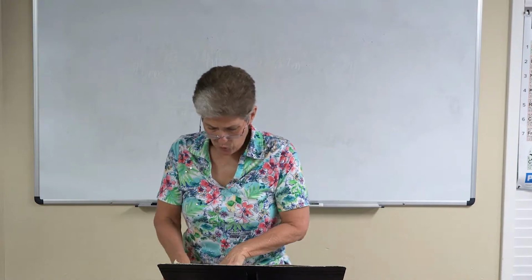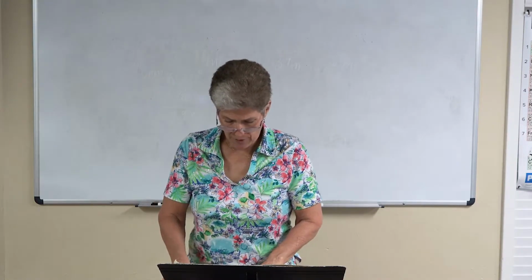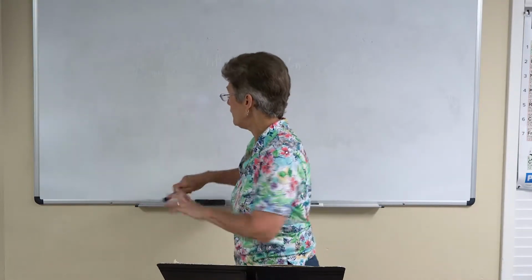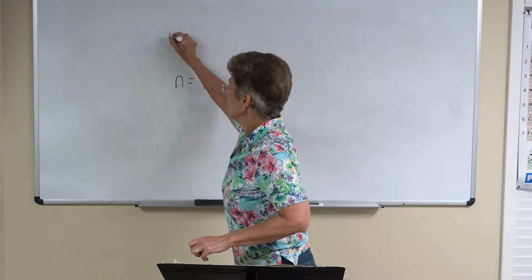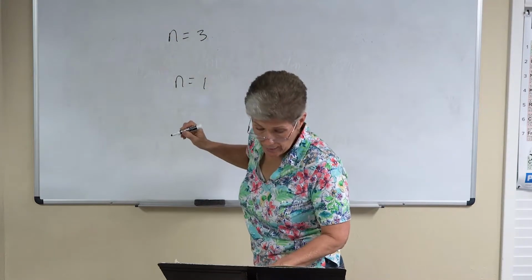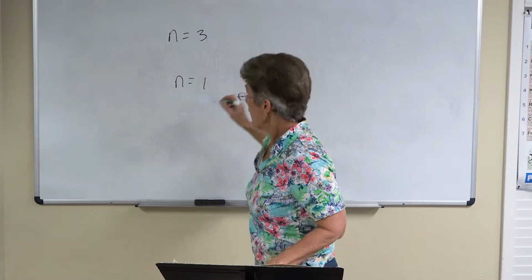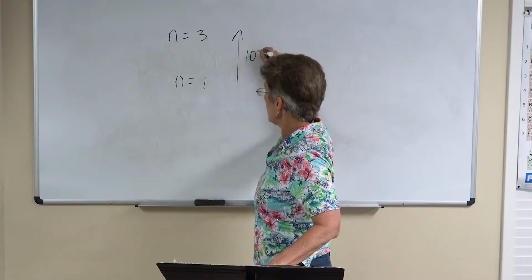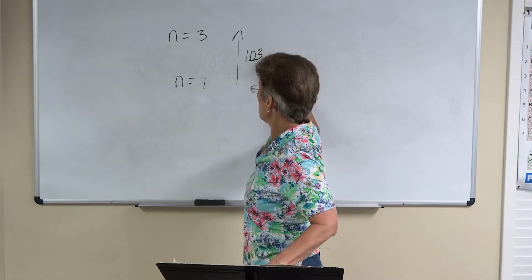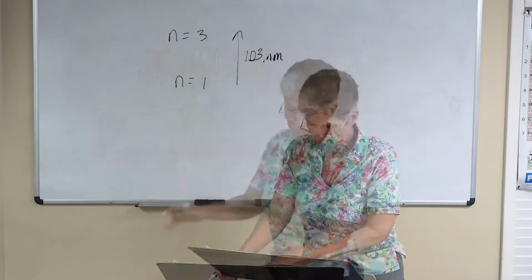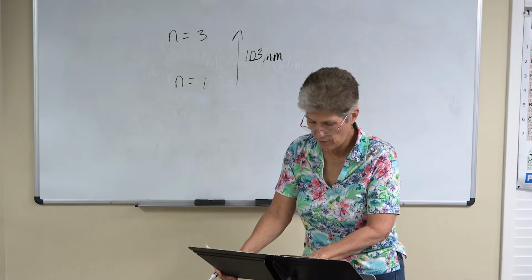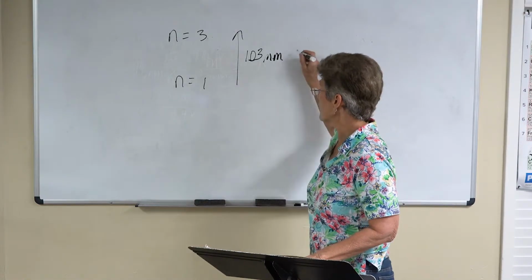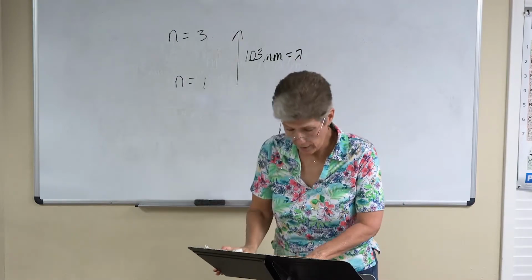Number 10, the electron of a hydrogen atom is in the n = 1 orbit. It absorbs light with a wavelength of 103 nanometers and jumps to the n = 3 orbit. So it went from n = 1 to n = 3, and in the process of doing that jump, it absorbed 103 nanometers. It absorbed light with a wavelength of 103 nanometers. Okay, so that's the wavelength of the light it absorbed.